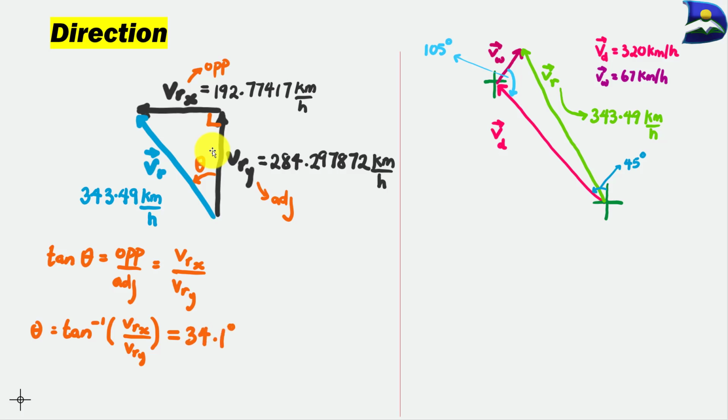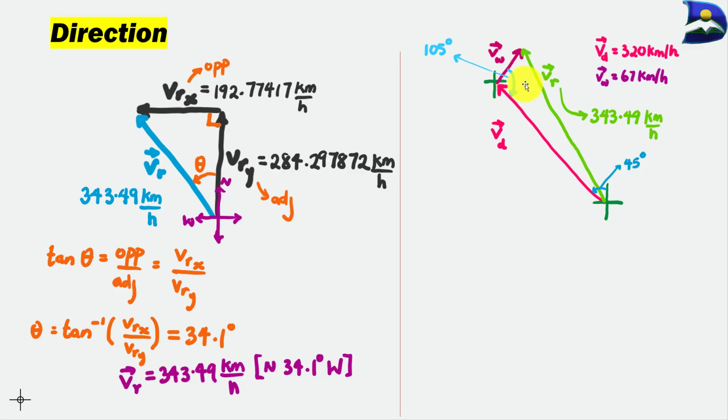34.1 degrees, which means that we see that this is north and this is west, and therefore our direction for this particular resultant is going to be expressed as north 34.1 degrees west for this particular resultant, which is our VR. This other strategy, all we have to do is recognize the following.